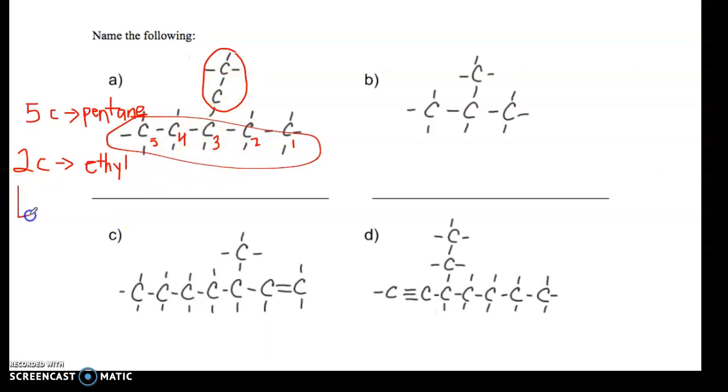So, location, it is on 3. All right, so now let's go ahead and put the names together. Location, branch name, parent. Like I said, I like to compare it to apartment number, apartment building, street. So 3-ethylpentane.